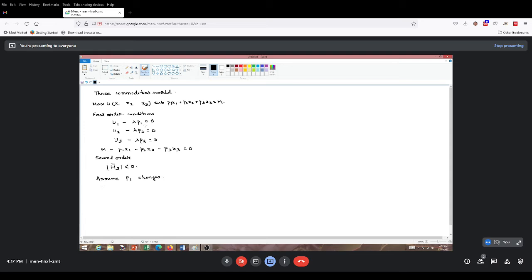Okay. Now let us look at how we differentiate. And remember that we have 4 variables: x1, x2, x3 and also lambda. Now, over here u1 is the marginal utility with respect to x1. So when x1 changes, u1 changes, right? So we write this as u11.